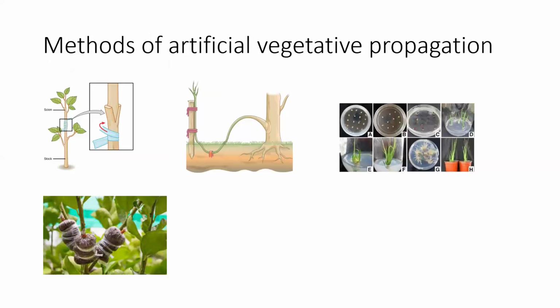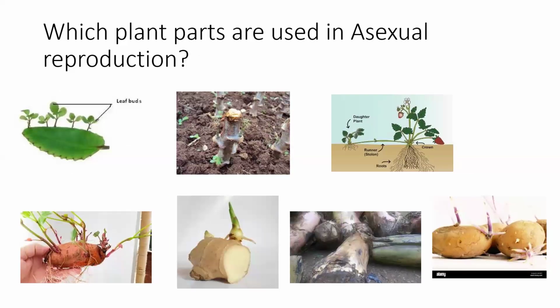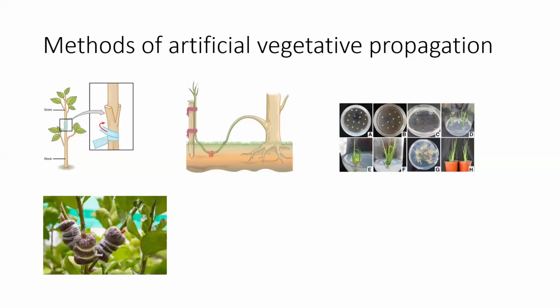And this occurs naturally. So we are saying that artificially, humans have modified asexual reproduction, using other ways. That's why we call it artificial vegetative propagation. So asexual reproduction, and asexual reproduction in plants. I've not defined that. We defined that a long time ago.